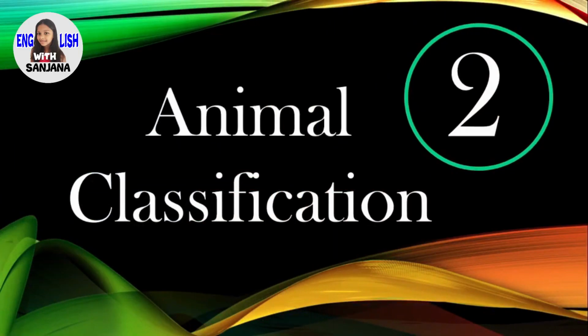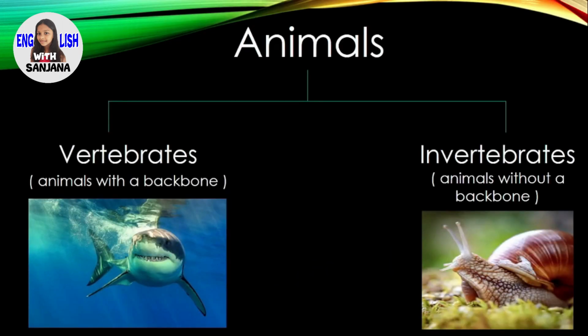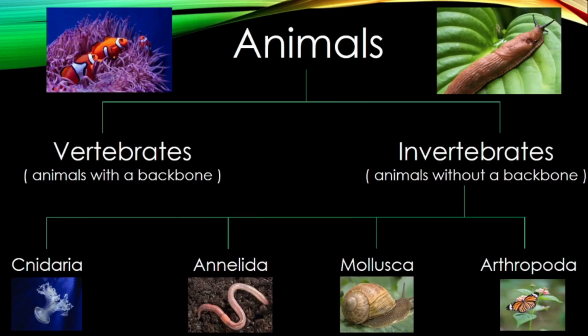Grade 8, Unit 2, Animal Classification. Animals can be divided into two main categories as vertebrates and invertebrates. Animals with a backbone can be divided into the vertebrate column, and the animals without a backbone can be categorized on the invertebrate column. Further, invertebrates can be divided into four main categories as Cnidaria, Annelida, Mollusca, and Arthropoda.